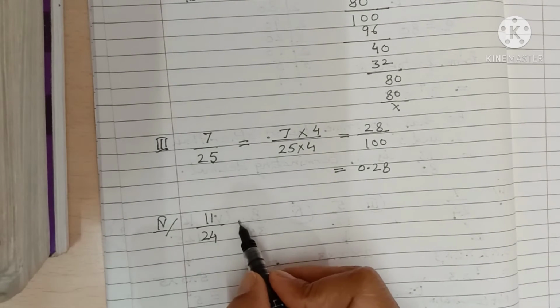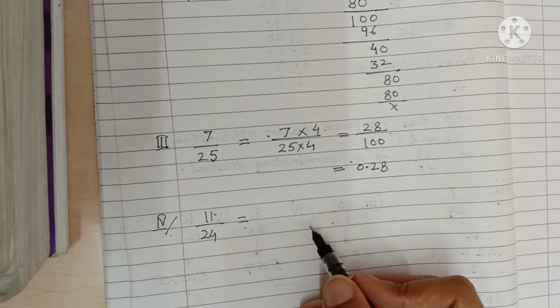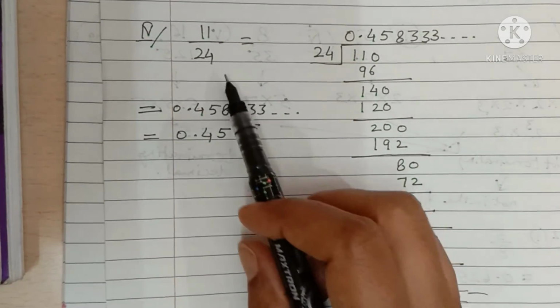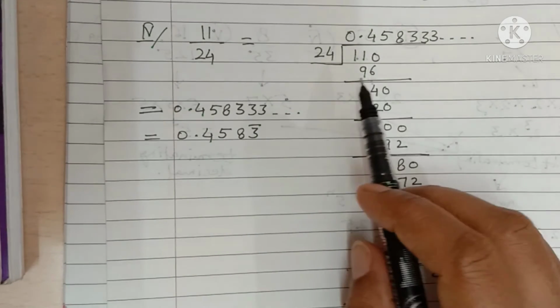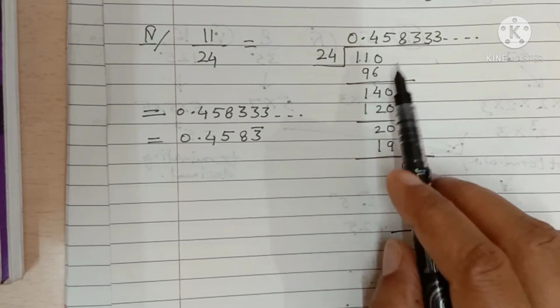11/24. Do it yourself. I am doing it now. Students, I think you also calculated the decimal form of 11/24. Now I am showing how I did it.